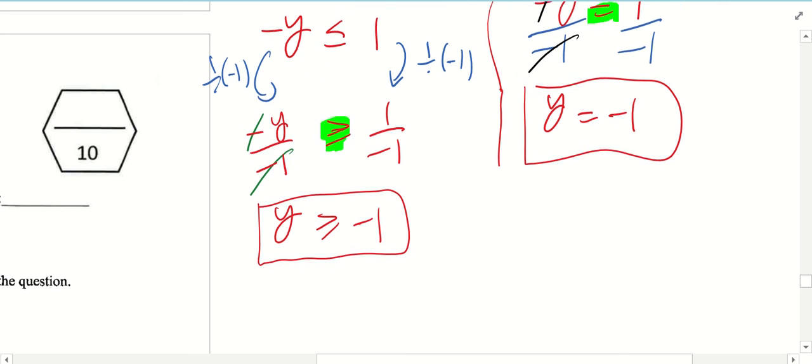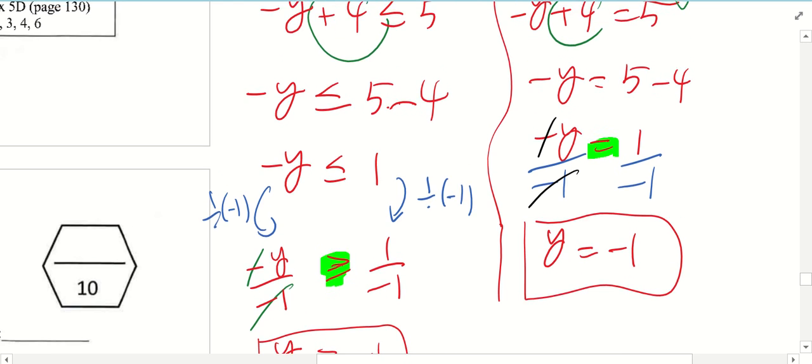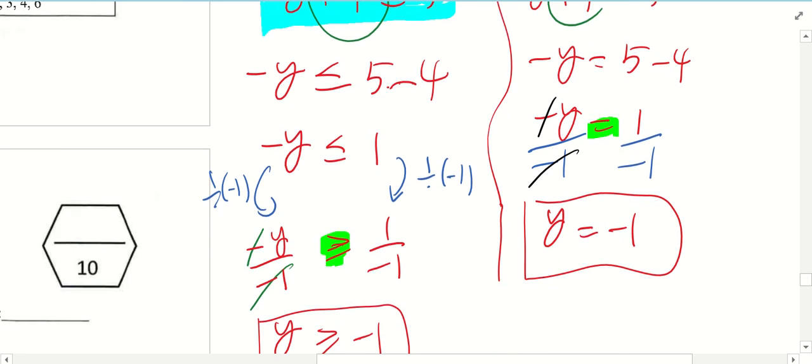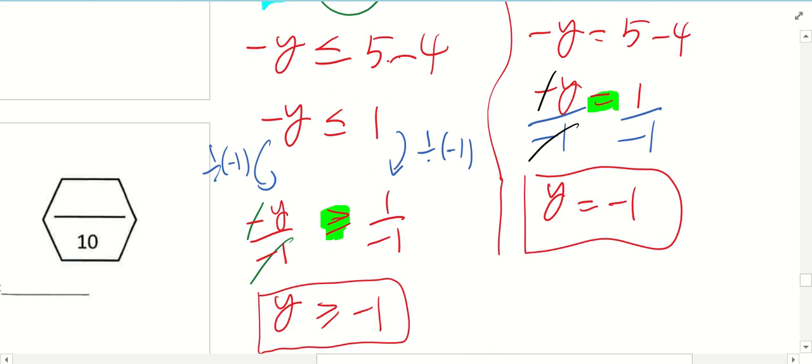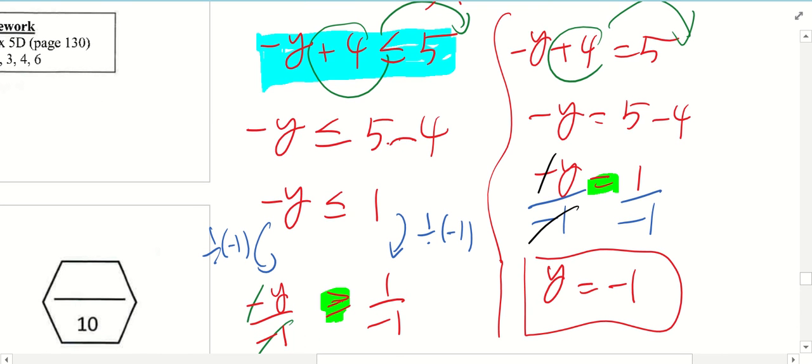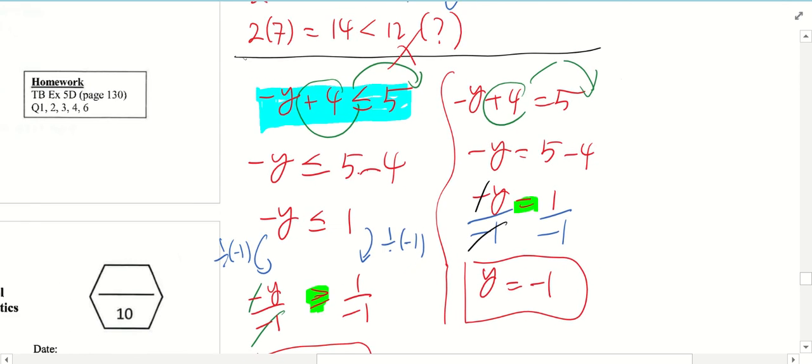Again, this means that any number that is greater or equal to negative 1 for y will satisfy the inequality right at the start. For instance, y equals 1 is greater than negative 1, and you can try, it will still satisfy the inequality. You can substitute any number greater than negative 1, or negative 1 itself, into the inequality, and you will see that it's okay.